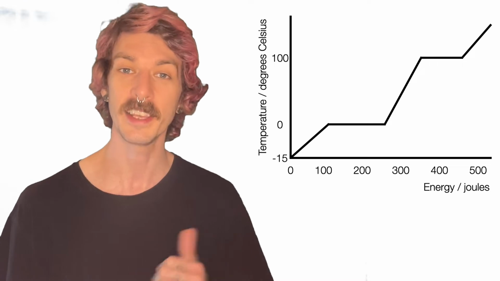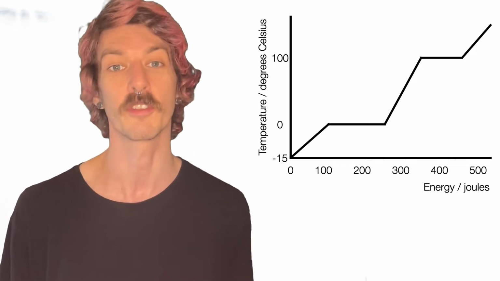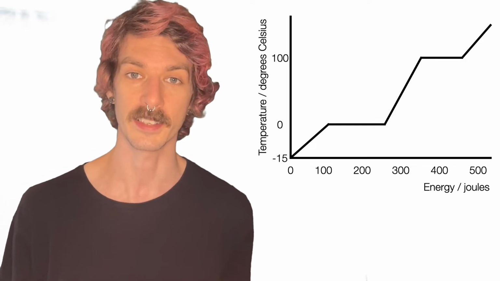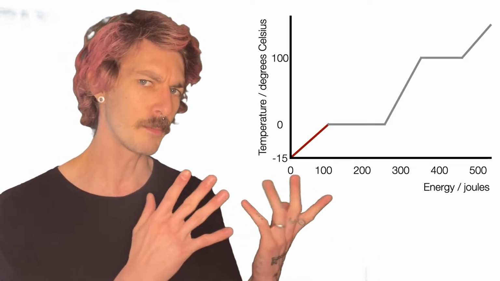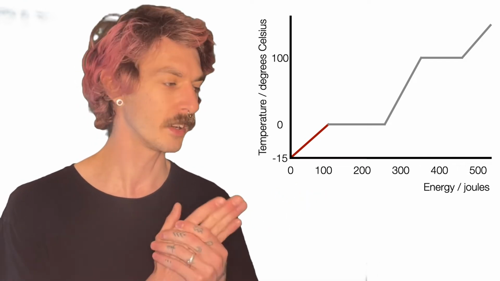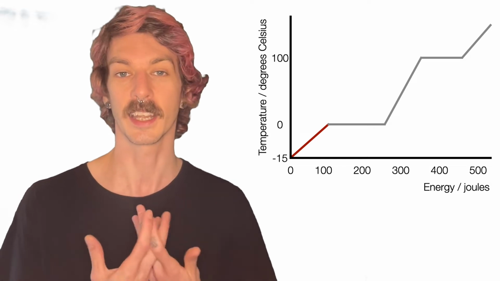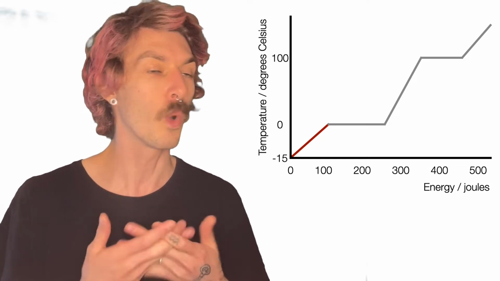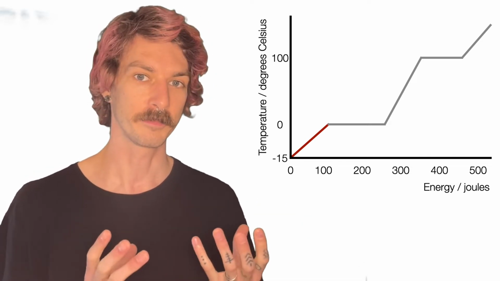This is a graph of heating a block of ice. We can see that we've got energy along the x-axis and the temperature along the y-axis. Now I can see at first, as the energy increases, the temperature of the block of ice goes up. It goes from -15 to 0 degrees. Here, the heat energy is going into the kinetic energy of the particles.